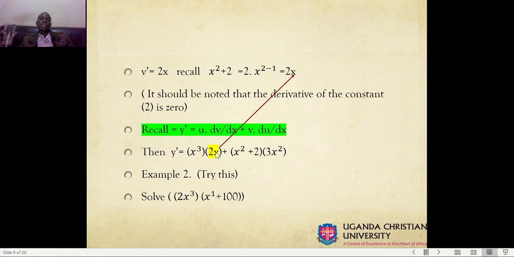If I'm to break this down further, I would have 2x to the power 4 plus 3x to the power 4 plus 6x squared. That would be the answer, but you can leave it at that. Please try this. If you feel like sharing your answer with me, please do try this out.